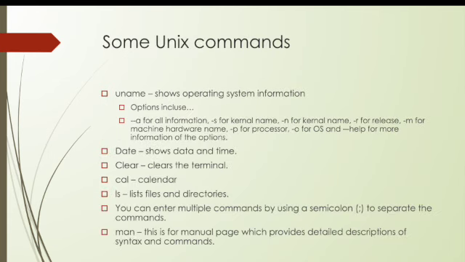And we have Unix commands. These are some of the Unix commands that we can start out with by trying. So we have uname, and this shows the operating system information. The options for uname include -a for all information, -s for the kernel name, -n for the network node hostname, -r for the release, -m for the machine hardware name, -p for the processor, -o for the operating system, and --help for more information on the options.